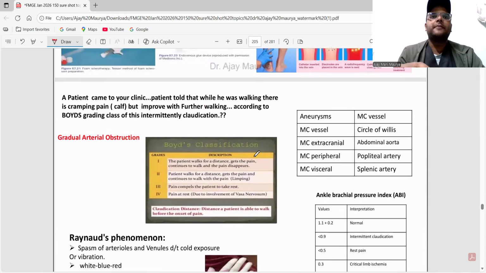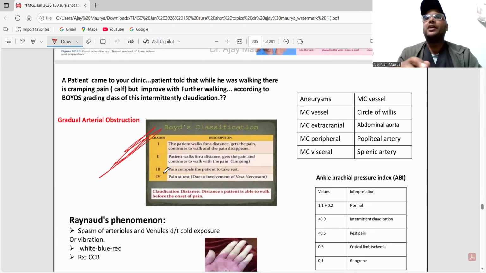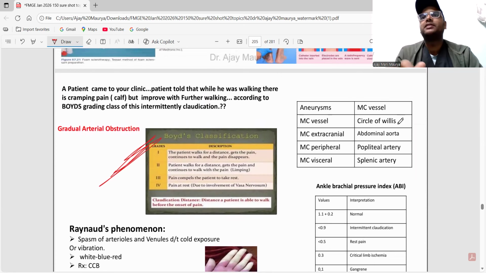Okay, so next one. I already described this one. This is on the Fontaine classification for the PAD. Also remember, for the most common aneurysms: the most common vessel is the circle of Willis. The most common extracranial is the abdominal aorta. The most common peripheral is the popliteal artery. The most common visceral is the splenic artery.